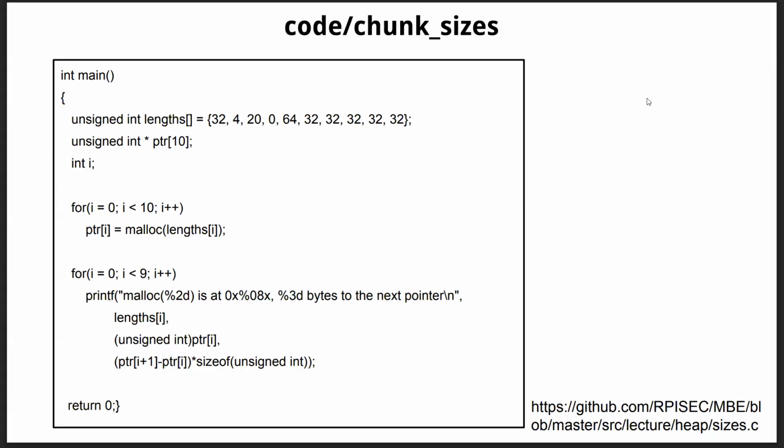Then we ask for another 4 bytes. We will still need the metadata, which is 16 bytes. Then we split it again into two chunks. So this is the top chunk. This is the first chunk. This will be the second chunk.